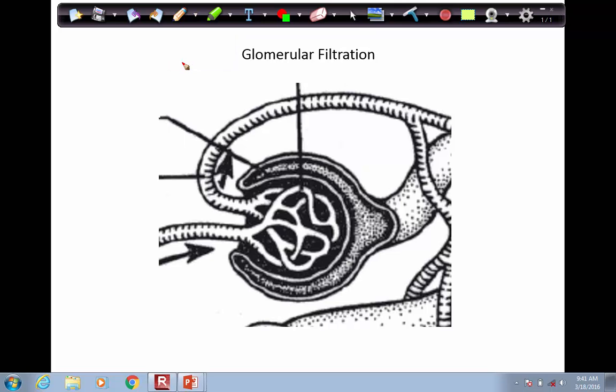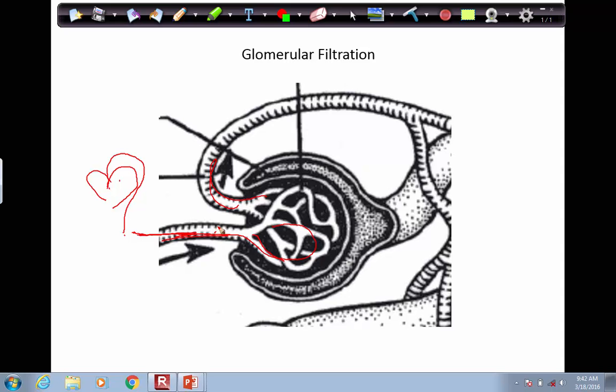You can see here that blood will be entering into the glomerulus, this knot of capillaries, through the afferent arteriole. So the afferent arteriole leads into the glomerulus and the efferent arteriole leads out. Now, blood originally is pumped from the heart down the aorta into the renal artery and then comes into the afferent arteriole from there.